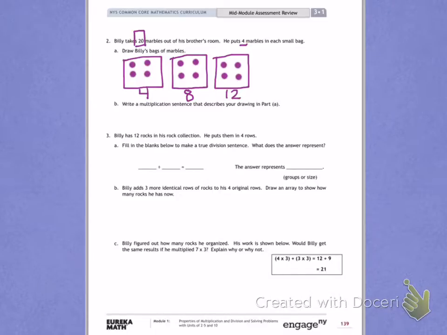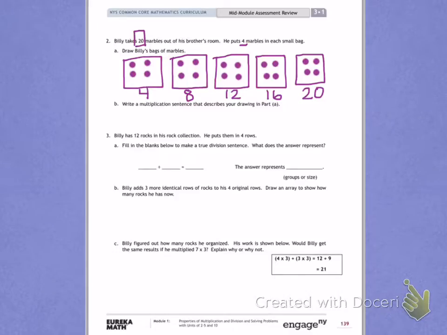I still haven't gotten to 20, so I need to do another bag of marbles. Still 4, because he's putting 4 into every bag, labeling that with 16. Another bag of marbles. 4 marbles go in that bag. Now I can label that 20. I can stop there because I have drawn 20 marbles, putting 4 marbles into each bag.